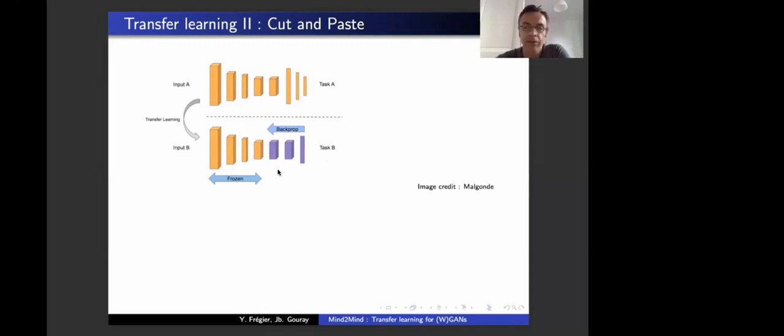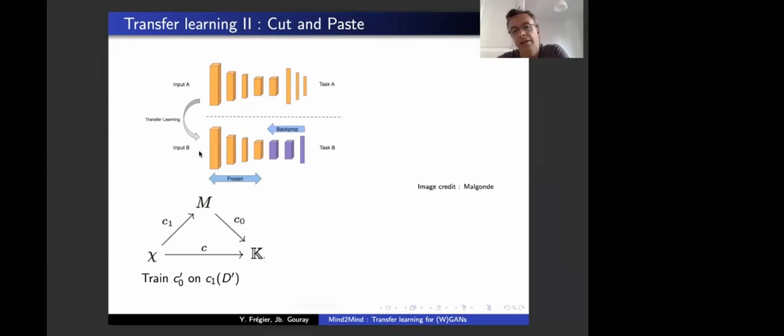So here's some formalization of what I'm saying. This is a network with two parts, the lower one and the higher one. The lower one is C1, the higher one is C0. And basically, if you have a new data set, you keep C1 and you change C0 to C0 prime. And since you have C1, which is already learned, you can take the image of your new data set D prime through C1, and then you will have a high order representation of your new data set. And then you just need to train C0 prime on C1 D prime.